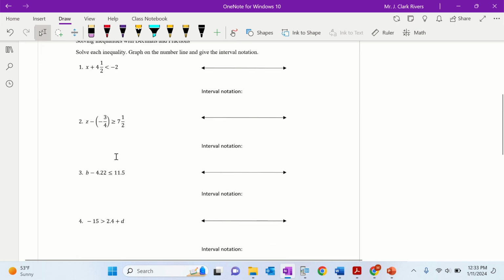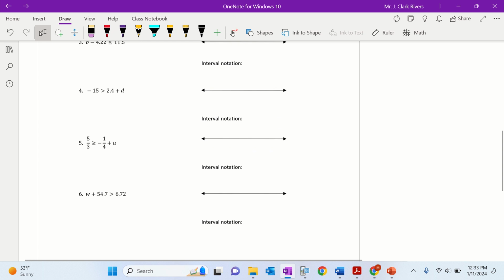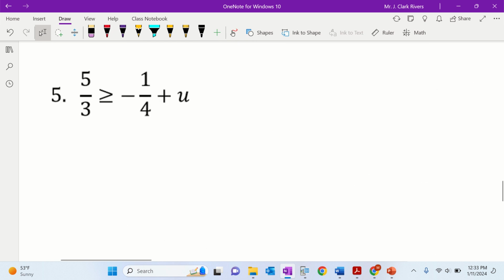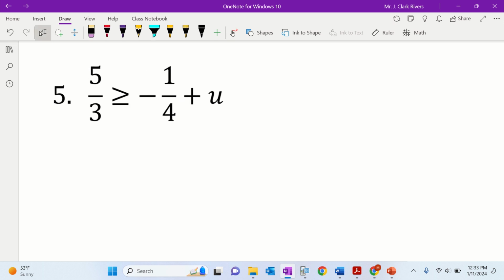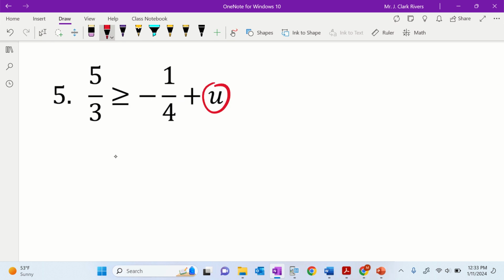This is a document you're going to work on. I'm just going to talk about number 5, and then you can apply what I mentioned in number 5 to the other problems. So just like the previous assignment we had, we're going to work to solve for our variable. In this case, it's u right there.